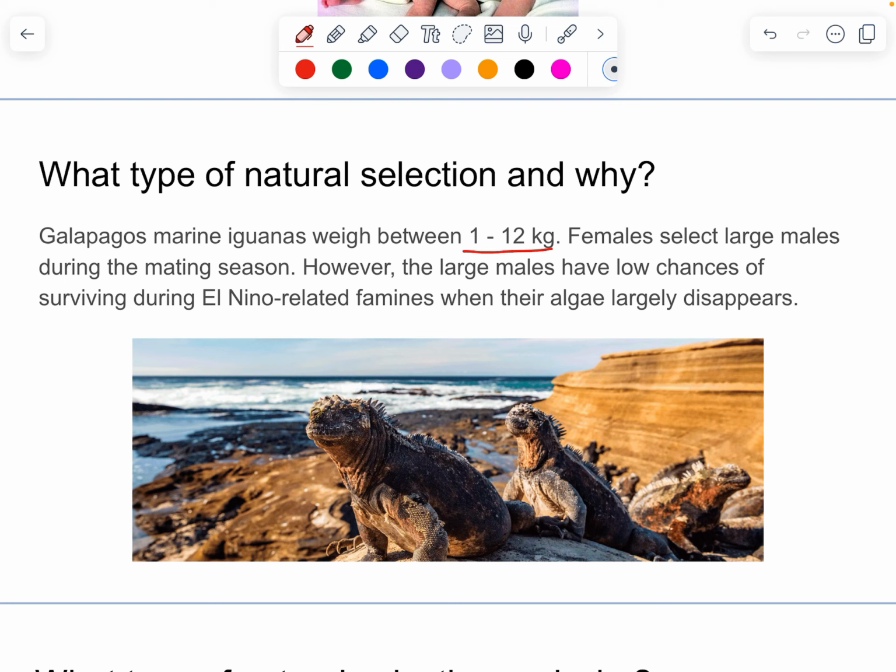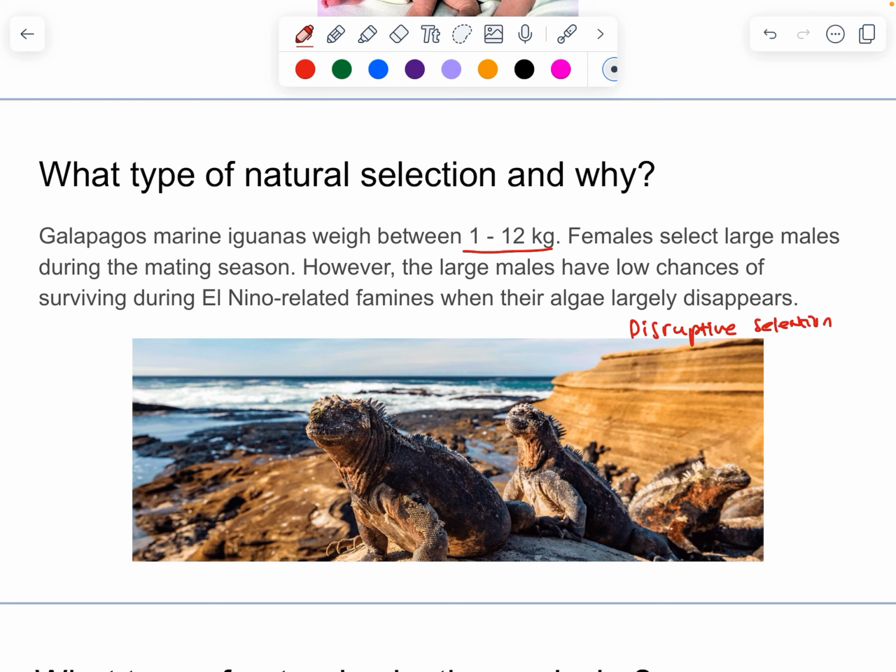So I want you to pause and think about what type of natural selection this may be and come back to the video. So this is an example of disruptive selection. That is because the females are selecting the larger males. So the larger males are favored and they're more likely to leave more offspring because they are more successful during the mating season.